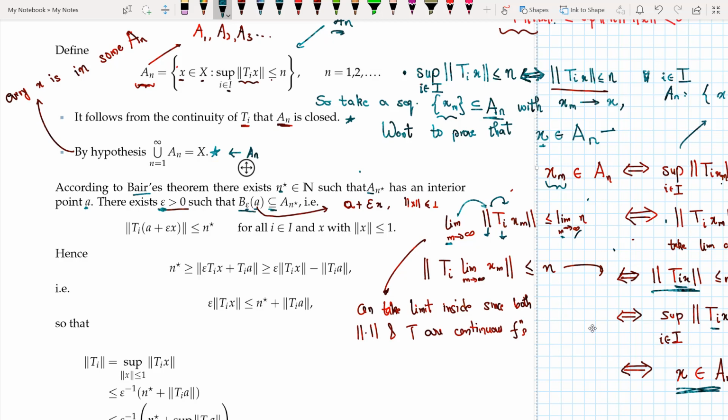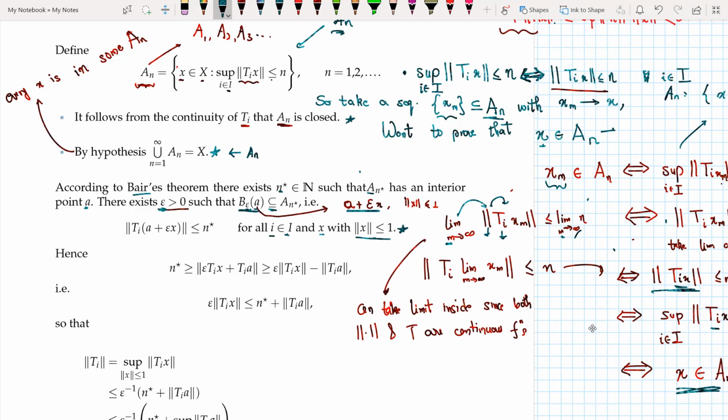Now the ball of radius epsilon around A is the set of all points a plus epsilon x such that norm of x is less than 1. This is exactly what it means. Now if this is the case, then this point is in A n star, meaning that norm of Ti of a plus epsilon x is less than or equal to n star for all i belonging to capital I and x with norm of x less than or equal to 1. This is exactly what it says here. So till here also no problem.